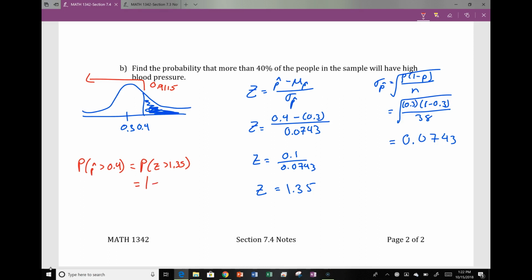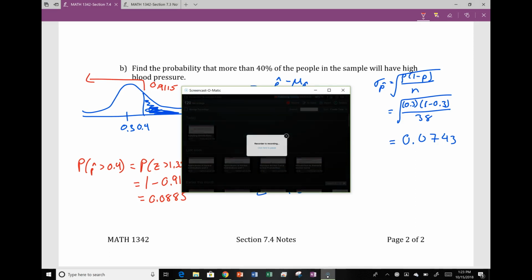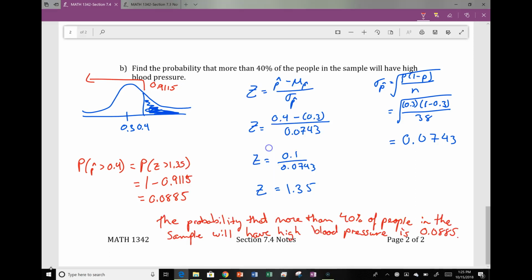I'm going to take 1 minus that 0.9115, and when I do 1 minus that, it's going to be 0.0885. So the probability that more than 40% of people in the sample will have high blood pressure is 0.0885.